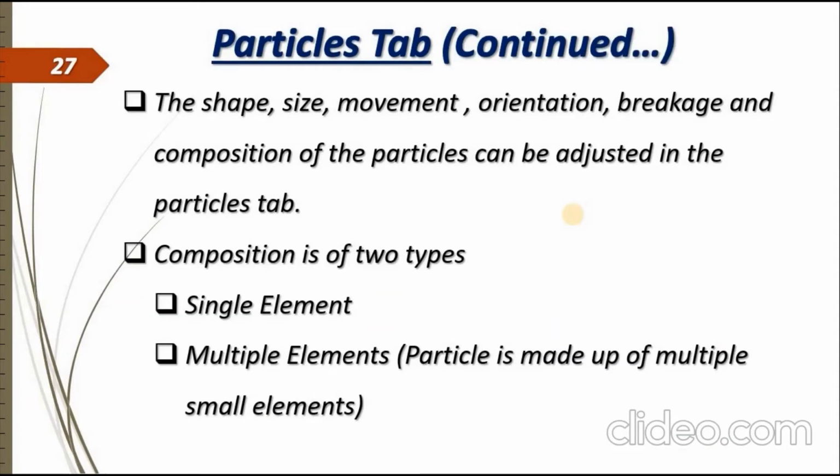Also in the particles tab, the shape and movement, size, orientation, and breakage composition of the particles can be adjusted. So in this software we can also study the breakage of particles and particles at different orientations. The movement of particles can also be adjusted. In the composition section we can define single or multiple elements, meaning a particle can be a single particle or a particle with multiple fragments. If you want to break the particle into multiple fragments, for example 100 fragments, we can define it as a particle made up of multiple elements. So composition is used for that.